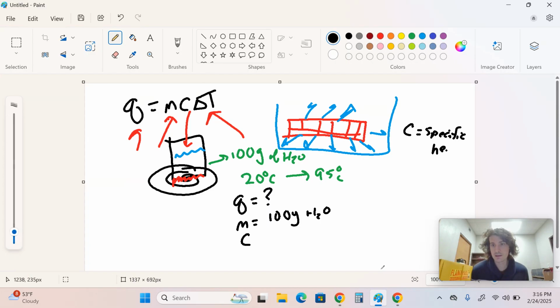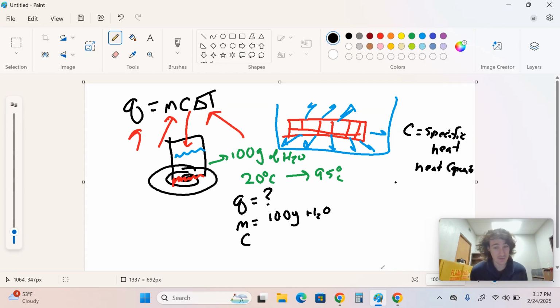Specific heat. It's sometimes referred to as the heat capacity. Now, heat capacity is basically how much energy can be stored in this substance. It's one way to think about it. Specific heat is kind of like how much heat does it take to cause it to increase in temperature.